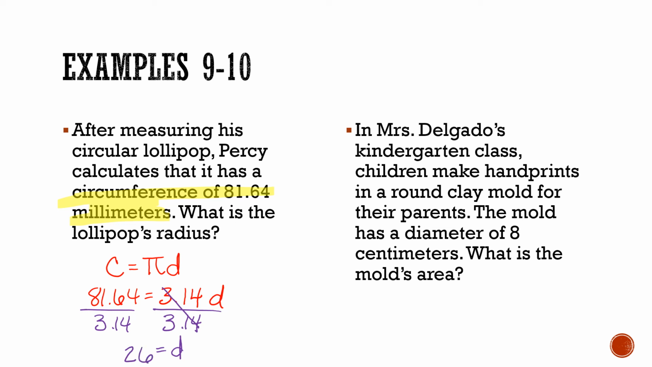However, it is not asking us for the diameter. It is asking us what is the lollipop's radius. Okay, so if the diameter is 26, you'll remember that radius is half of that. So half of 26 is 13.